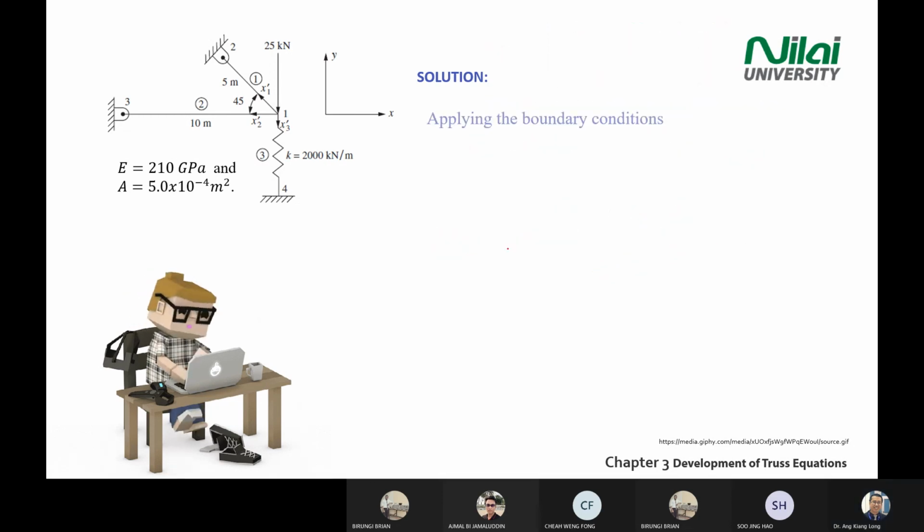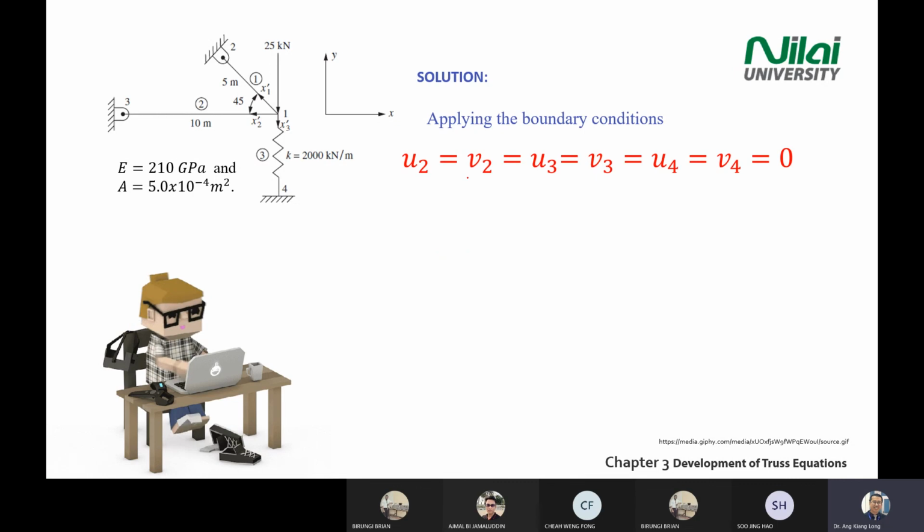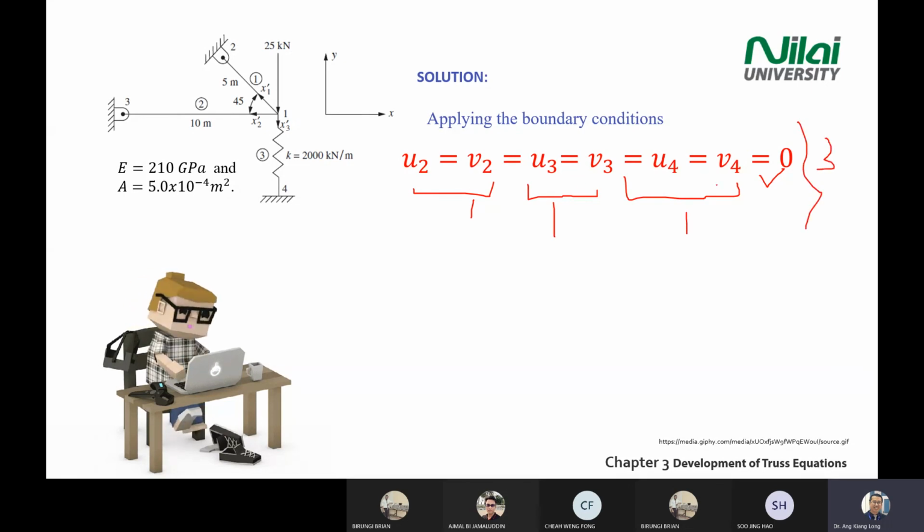Okay. So you apply the boundary condition here. If you write U2, V2, U3, V3, U4, V4 equals 0, here at least in a test you will score 3 marks. This one gives you 1 mark, 1 mark, 1 mark. So this equation gives you 3 marks in your answer. There will be one particular section asking you to write the boundary condition. This is your boundary condition.